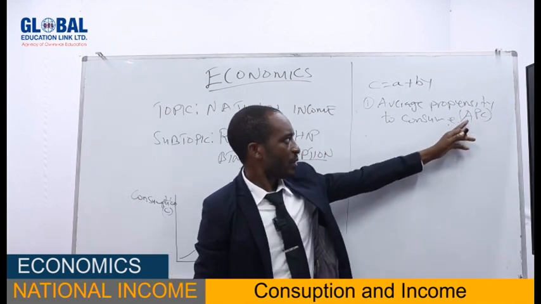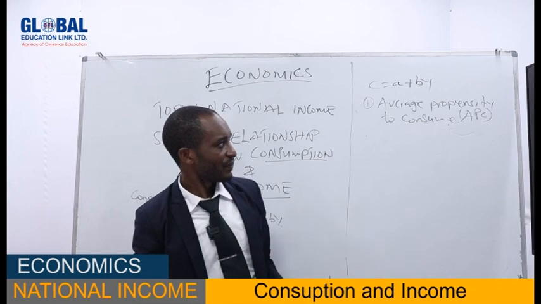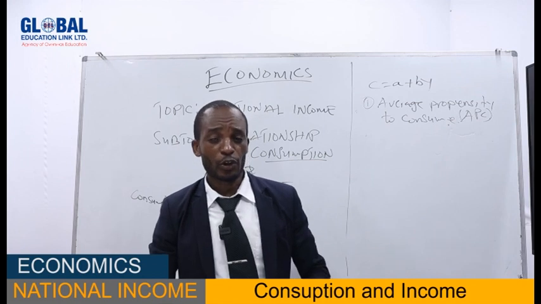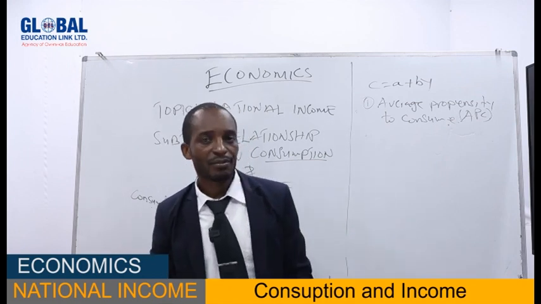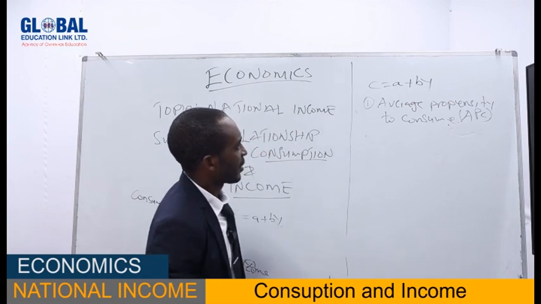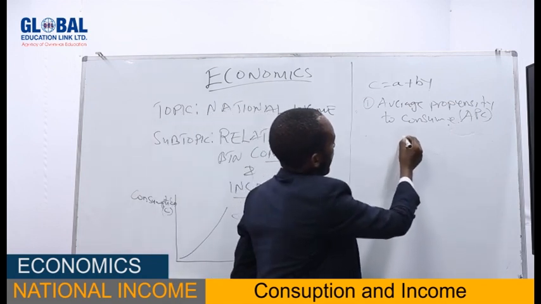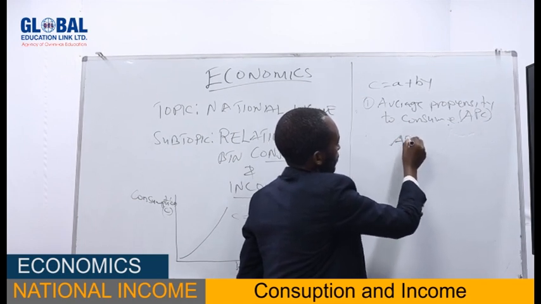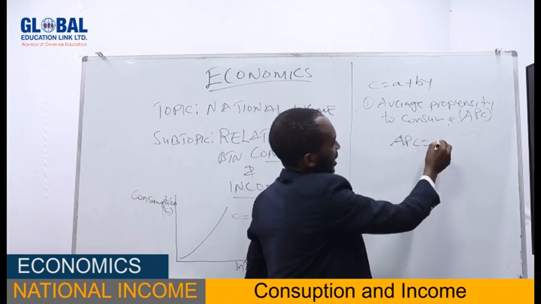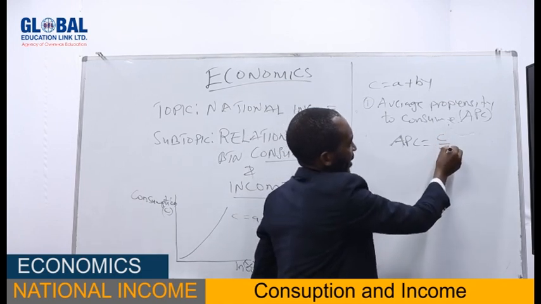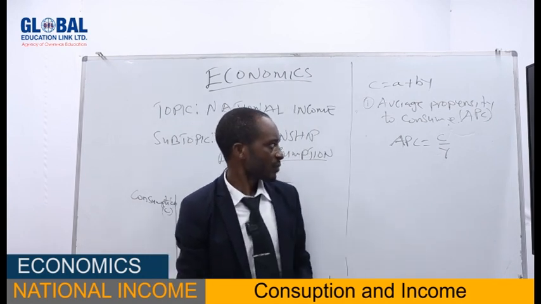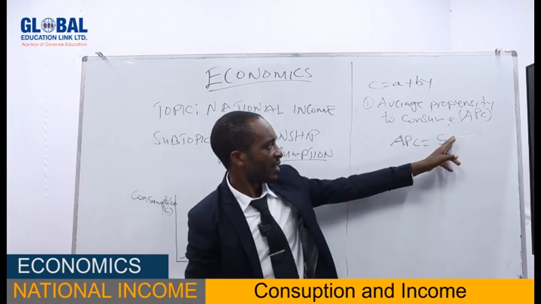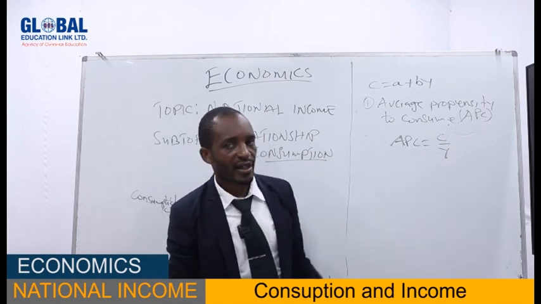Now, what is average propensity to consume? This is the percentage of income used for consumption. So we can say the APC is equal to the ratio between C and Y. So for the average propensity to consume, you take the ratio between consumption and income.